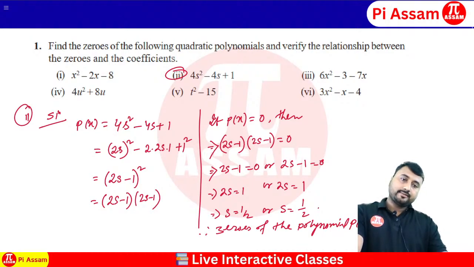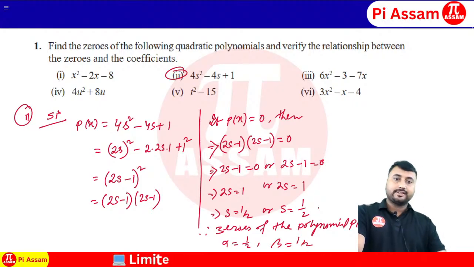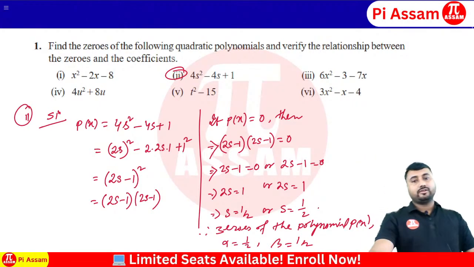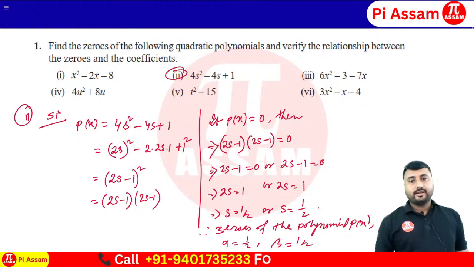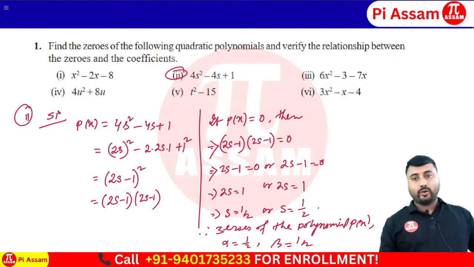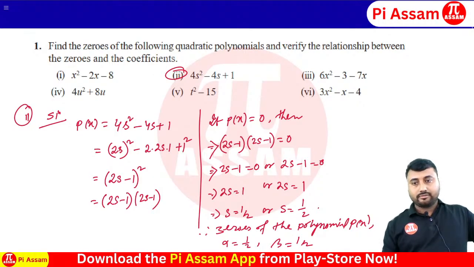p(x), alpha is equal to half and beta also half. So these are the zeros of this polynomial. So alpha and beta are all the same. So in this polynomial the zeros are equal. So alpha equal to half and beta equal to half. Okay.